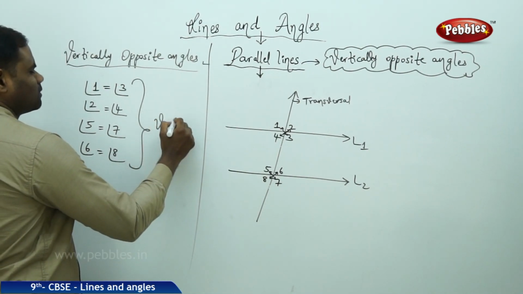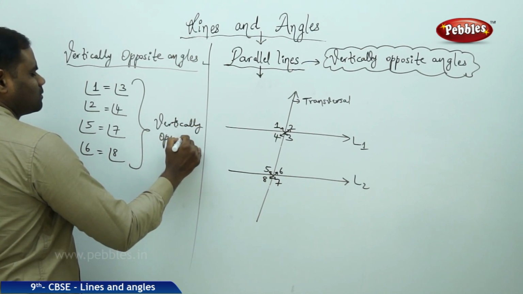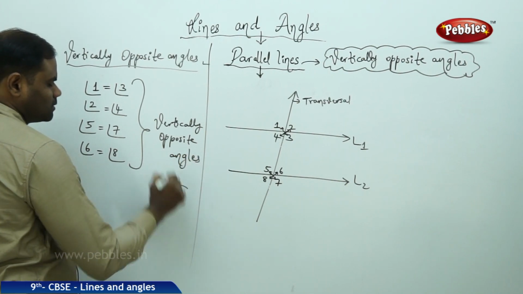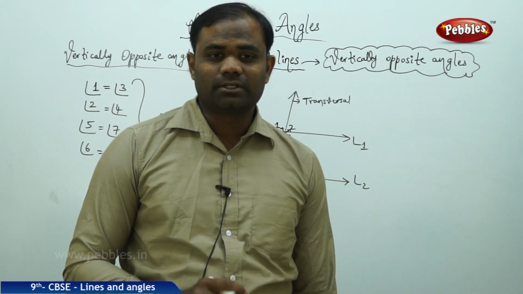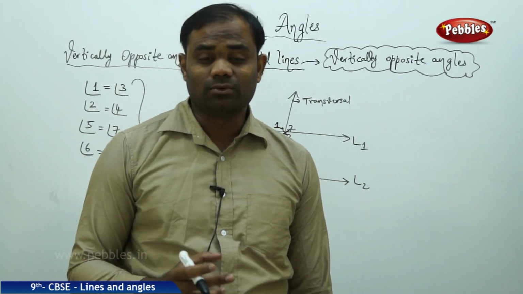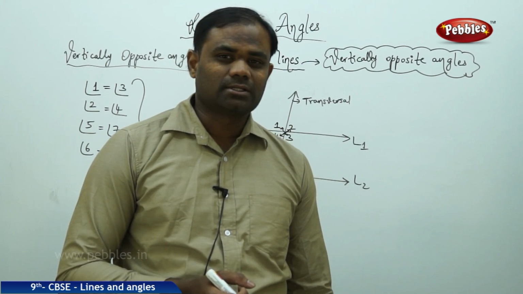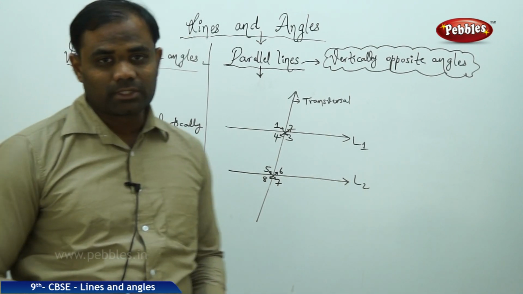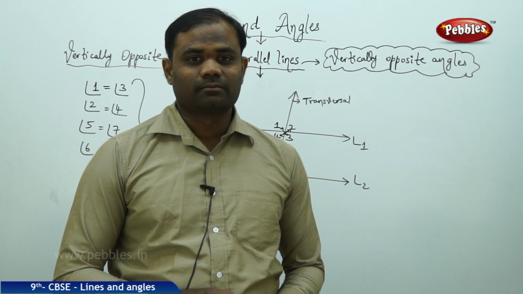These are vertically opposite angles. Therefore, when the lines L1 and L2 are parallel, their vertically opposite angles are also universally equal. Corresponding angles, alternate angles, and vertically opposite angles are always equal in case of two lines being parallel.